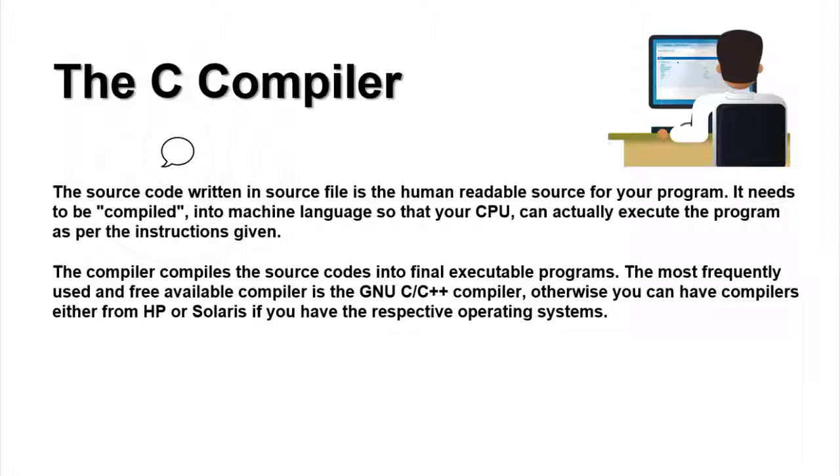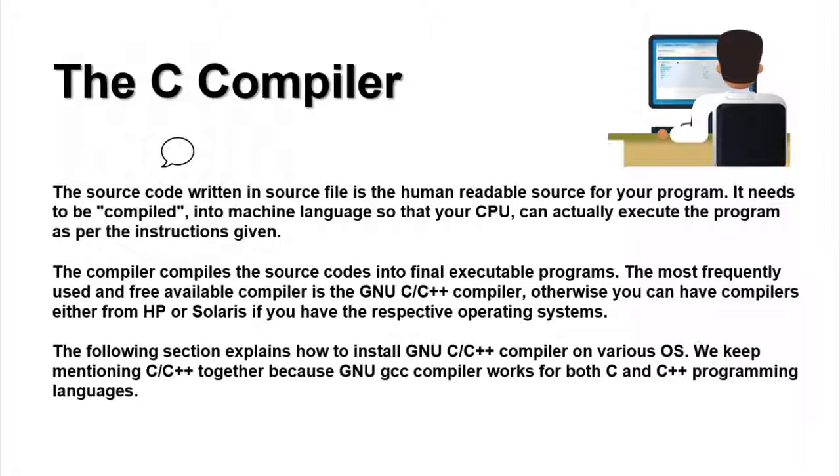The most frequently used and freely available compiler is the GNU C++ compiler. Otherwise, you can have compilers either from HP or Solaris if you have the respective operating systems. The following section explains how to install the GNU C++ compiler on various operating systems. We keep mentioning C++ together because the GNU GCC compiler works for both C and C++ programming languages.